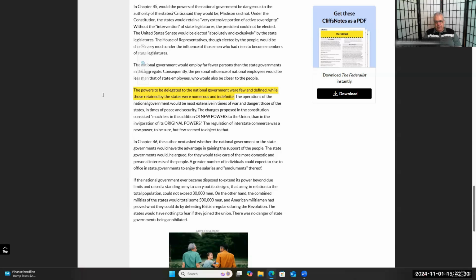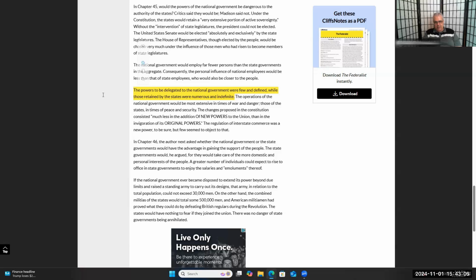Chapter 46, the author next asks whether the national government or the state governments would have the advantage in gaining the support of the people. The state governments, he argued, would take care of the more domestic and personal interests of the people. A greater number of individuals could expect to rise to office in state governments to enjoy the salaries and emoluments thereof. Look that word up. It's got to do with money. Emoluments. People love big words, especially if you're trying to act smart or look smart.